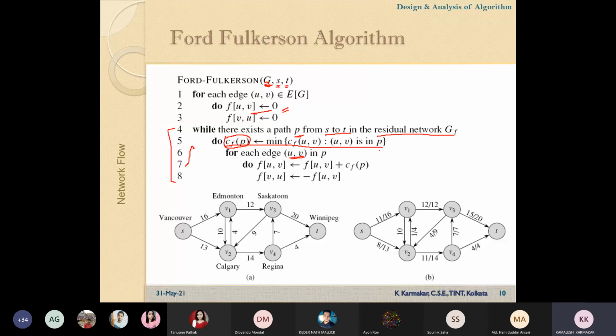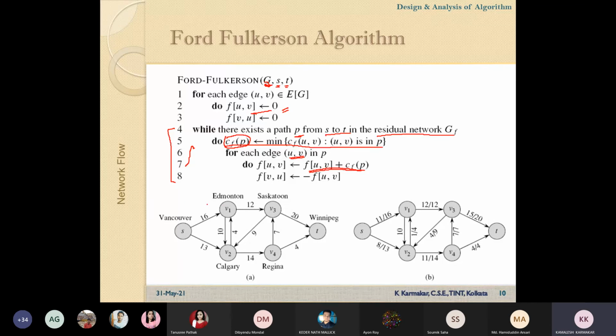The previous flow was FUV. If this is the previous flow, then what will be the additional flow? We have determined the path P for which the maximum flow is CFP, so that will be added as the flow of that edge.